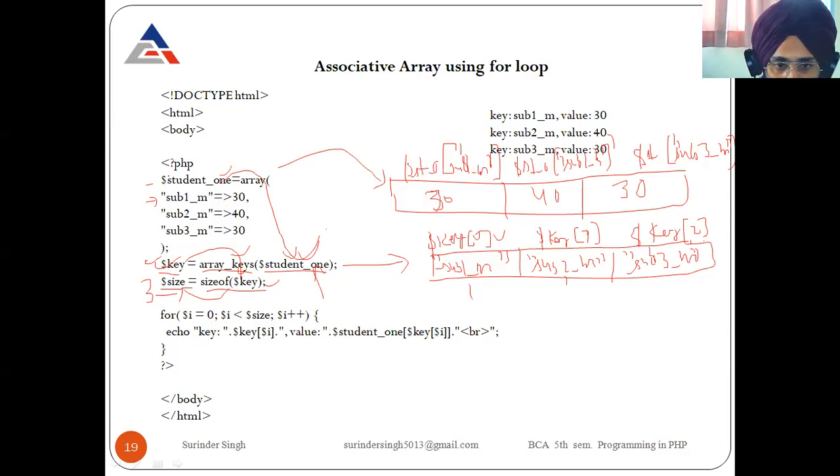Okay, this is an associative array, so you cannot directly use sizeof. You have to first store the keys. Clear? Now in the for loop we are starting from 0 because indexes start from 0, and the condition is 0 less than 3. The loop will run 0, 1, 2, three times.